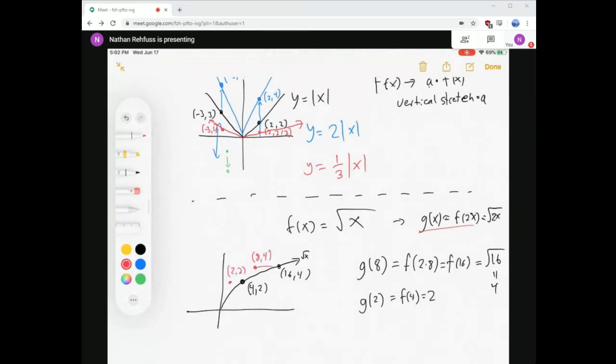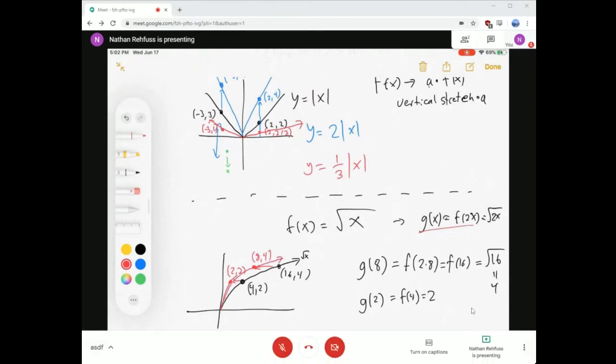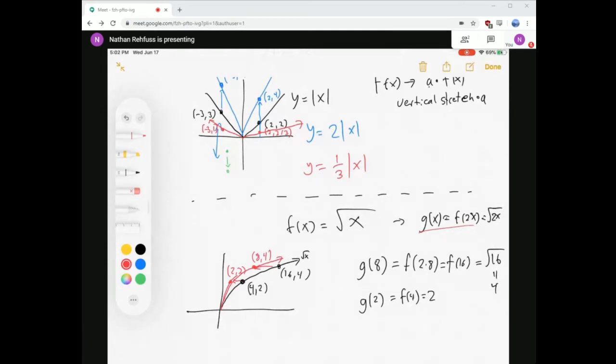So each of these points has regressed halfway back to the y-axis. And so this whole thing is fatter and skinnier. Or sorry, that doesn't make any sense. It's squished to be skinnier. That's what I meant to say. So when you multiply, you shrink.